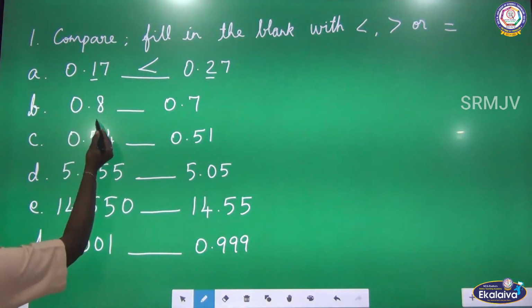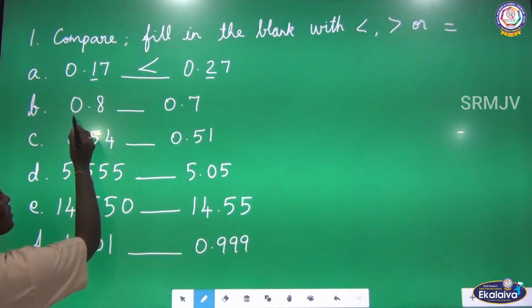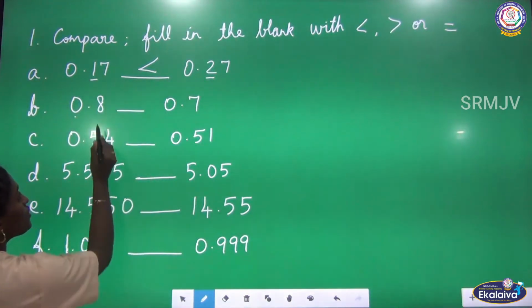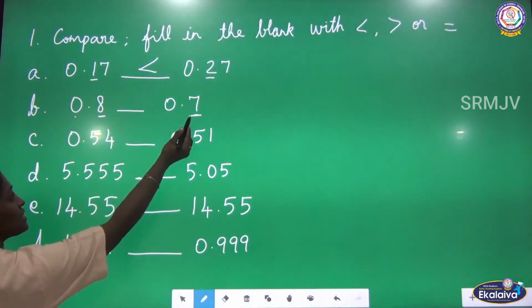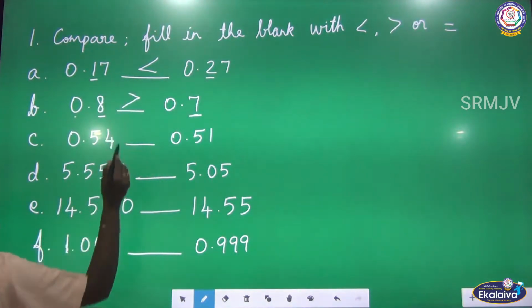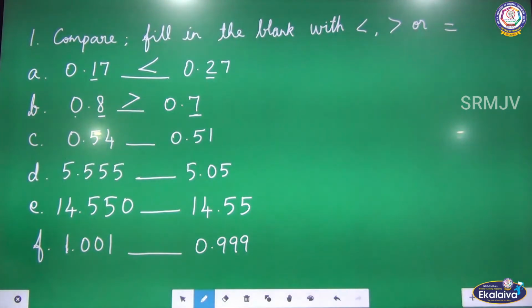See the next one 0.8, 0.7. Here also the whole number part is 0. So we are going to compare the first decimal place. Here 8, 7. So 8 is greater. So 0.8 is greater decimal.